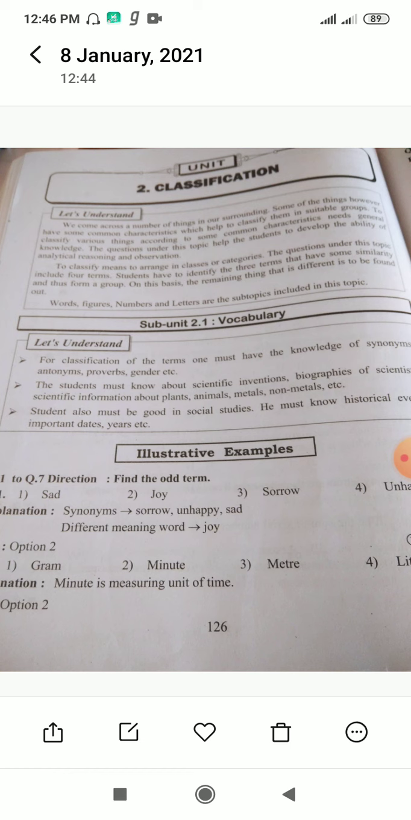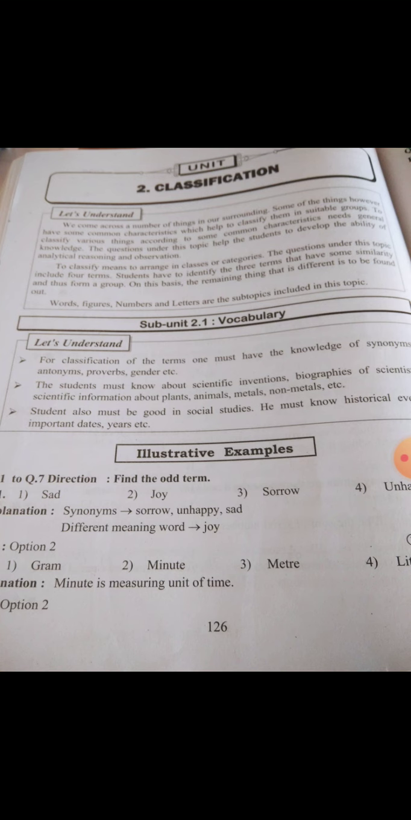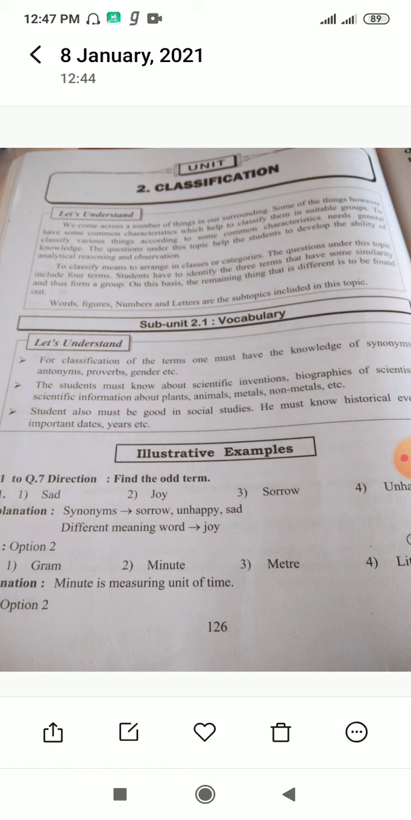We need general knowledge about the characteristics of those things, and the questions under this topic help students develop the ability of analytical reasoning and observation. In this classification we need to observe carefully, find the reasons behind the given words, and analyze which word is different from that group.